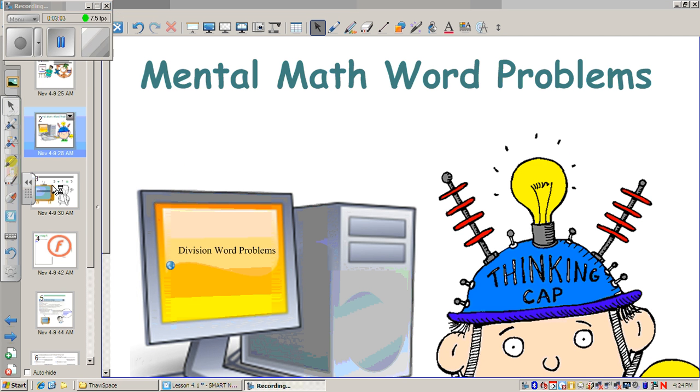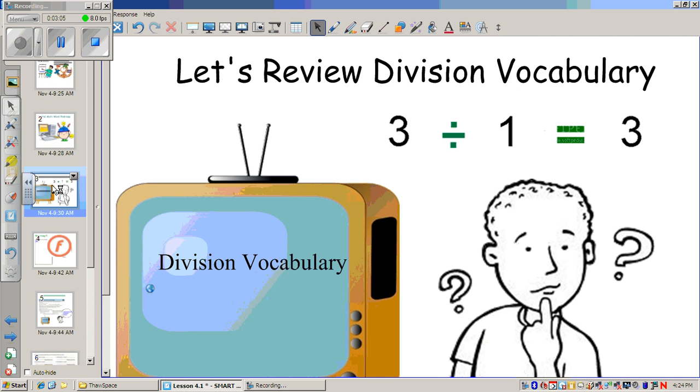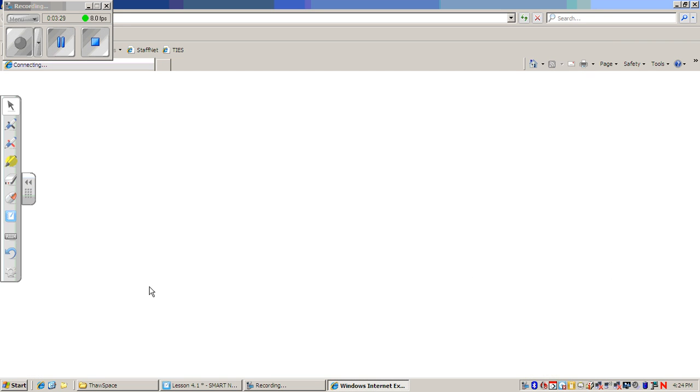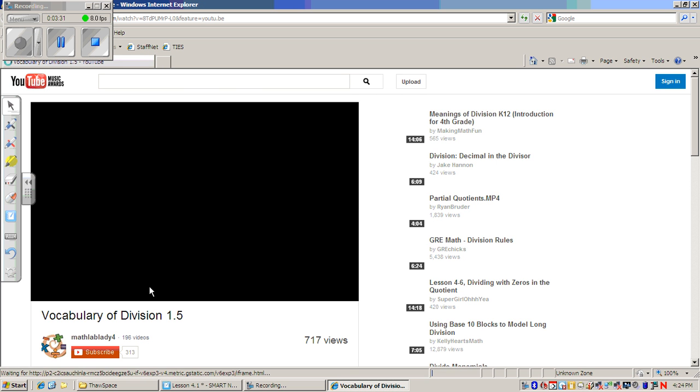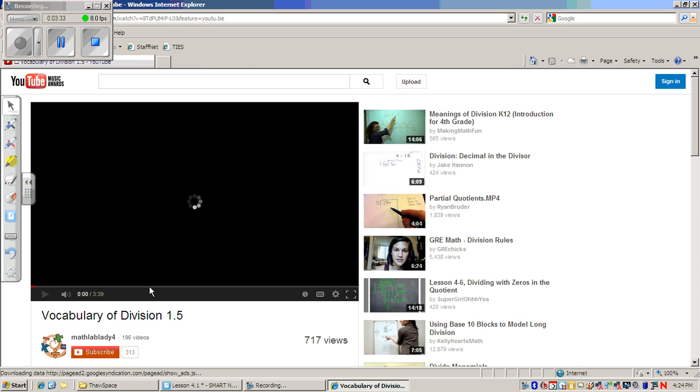So I want you to think about reviewing our division vocabulary. So we have 3 divided by 1 equals 3. So what do those numbers each mean? What does the first 3 and the 1 represent? And what is our answer called in a division problem? So let's look at our division vocab. It's a good way for us to review it, and to talk about which number is which. And so it's a vocabulary video.